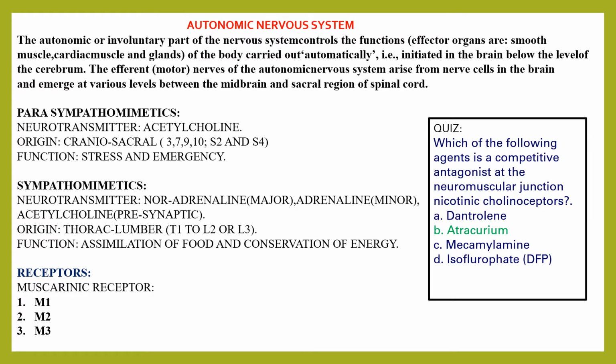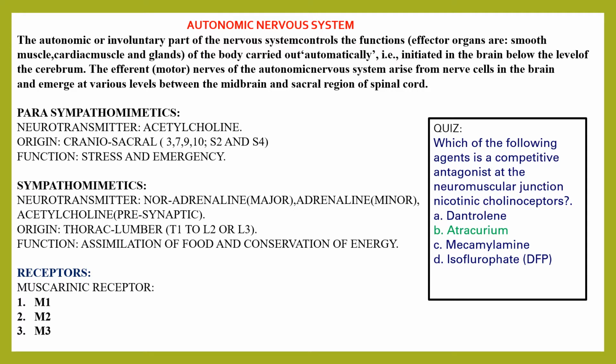The efferent or motor nerves of the autonomic nervous system arise from the nerve cells in the brain and emerge at various levels between the midbrain and sacral region of the spinal cord. The autonomic nervous system is classified into two types: parasympathomimetics and sympathomimetics.